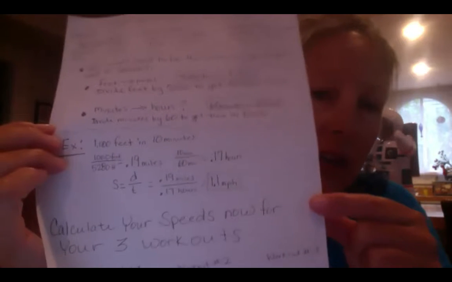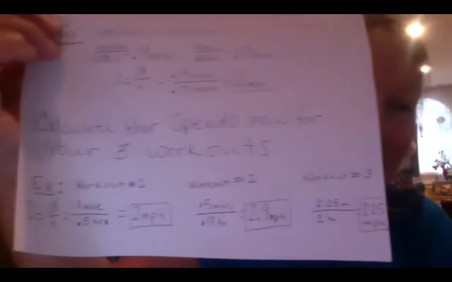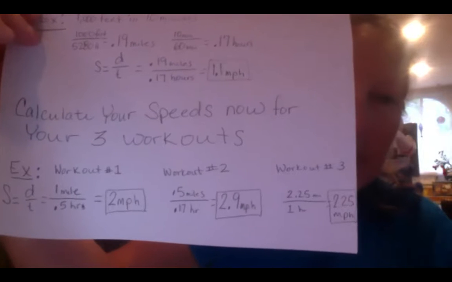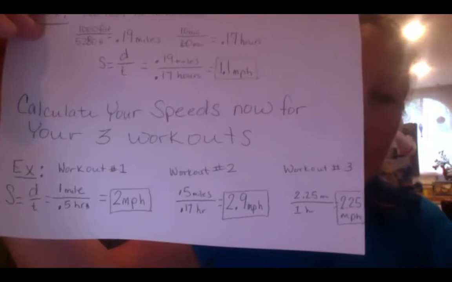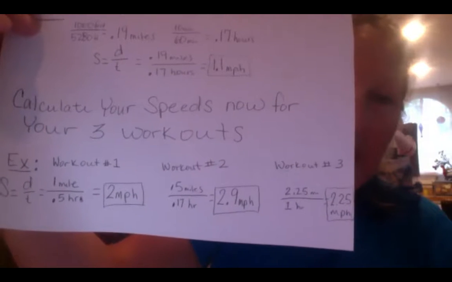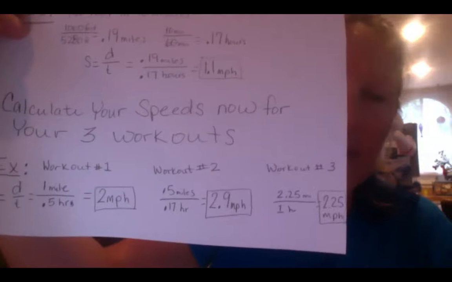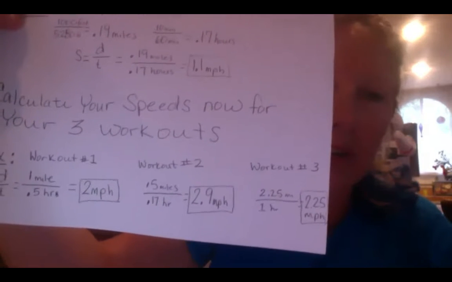So what you're doing right now is calculating your speeds for your 3 workouts. So I did mine. In my first workout, I went 1 mile in a half an hour, so 0.5. So 1 divided by 0.5 is 2 miles per hour. And I changed my 10 minutes into 0.17 hours. So I went 1/2 of a mile in 0.17 hours. That was my fastest workout at 2.9 miles per hour.